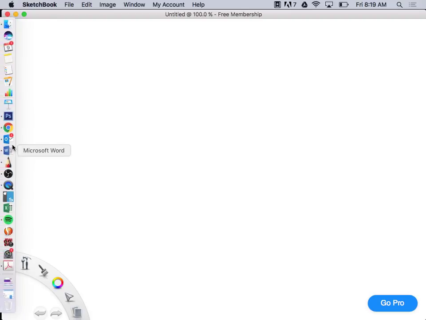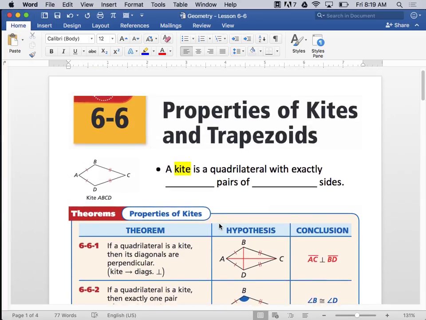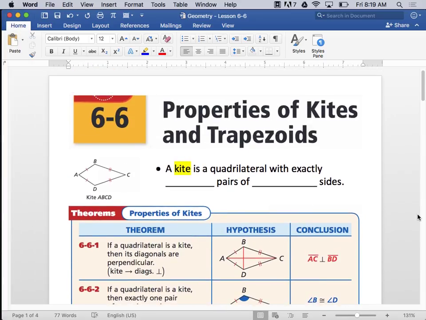Okay, so with that said, let's get into it. What are we studying today, guys? We're studying kites and trapezoids. Simple as that. What's the section that we're on? What are all these shapes? They're quadrilaterals, and they're all what? Parallelograms. Okay. We've been studying a whole bunch of parallelograms.